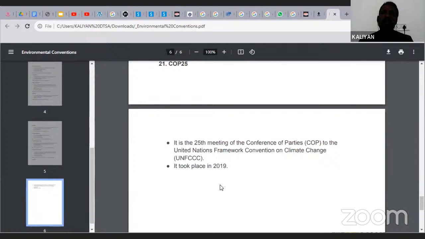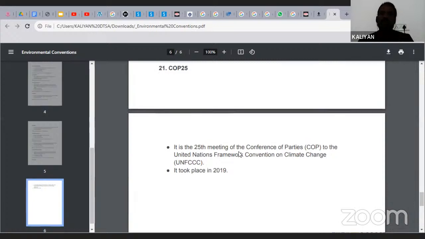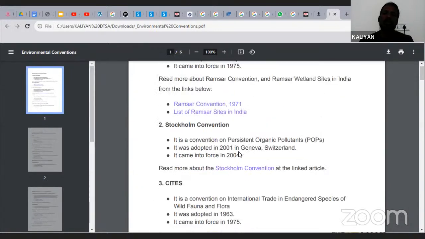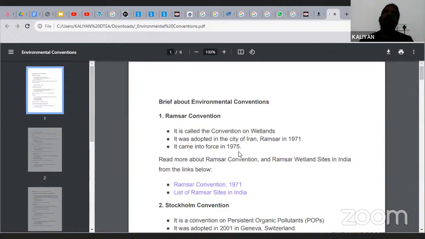So COP 25 took place in 2019. It was a conference of the parties based on the UNFCCC. So these are the major conventions related to the environment. Mostly they ask for the convention name and year, and what the convention was made for. So these are the important conventions.